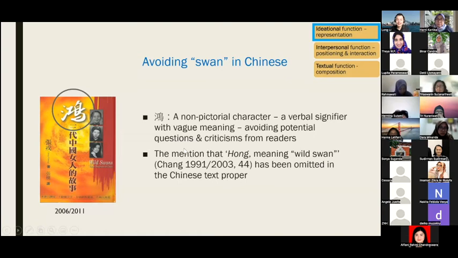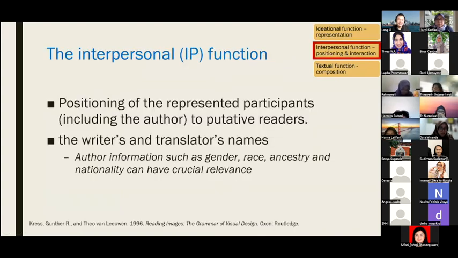And interestingly, the very mention that Hong means wild swans from the text proper has been omitted in Chinese. So the Chinese translation does not explain that Hong means wild swans or swan. So we have talked about overall similarities in the ideational function, but some decisive differences in Chinese. The next function is the interpersonal, that is the positioning of the represented participants to readers.